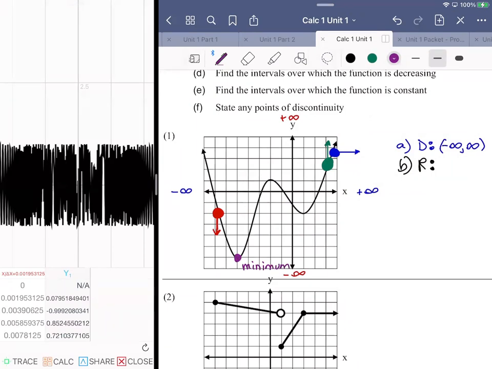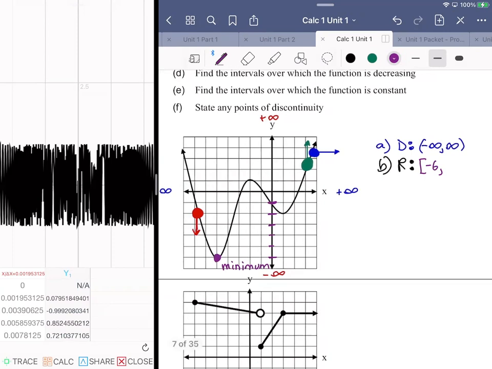That minimum has a y value of 1, 2, 3, 4, 5, 6 units below the x-axis. So the lowest point on the graph will be -6. Now the graph will go up forever. Whether you go to the left or to the right, the behavior of the graph is to increase without bound. So it would go up to infinity.